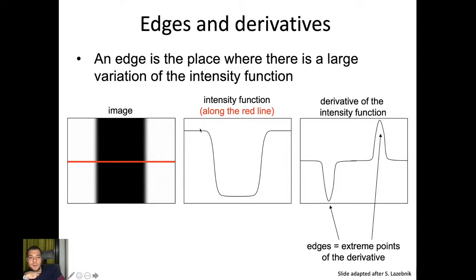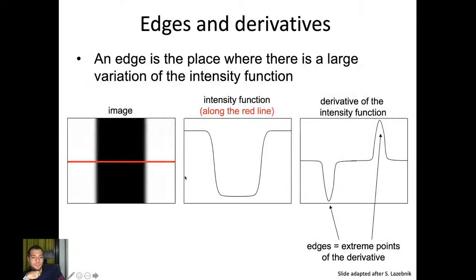So here we have an abrupt drop in the intensity function, and then this recovers and goes back to the flat region. And so the derivative for this function looks something like this. And these extreme points correspond to edges of the original image. So this point corresponds to going from a high intensity to low intensity, and this extreme point from low intensity to high intensity, to white.